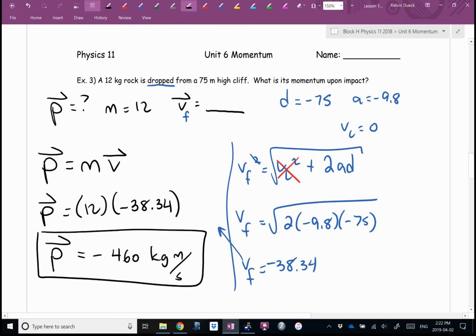Momentum is how much motion an object possesses. Depends on two things, its mass and its velocity. You got more mass, you got more velocity, you got more oomph. In a collision, you got more momentum.